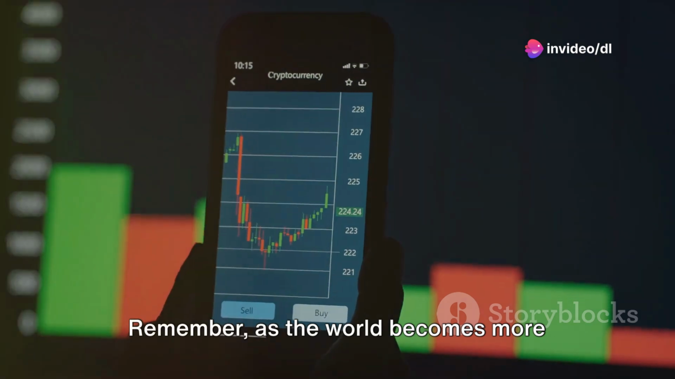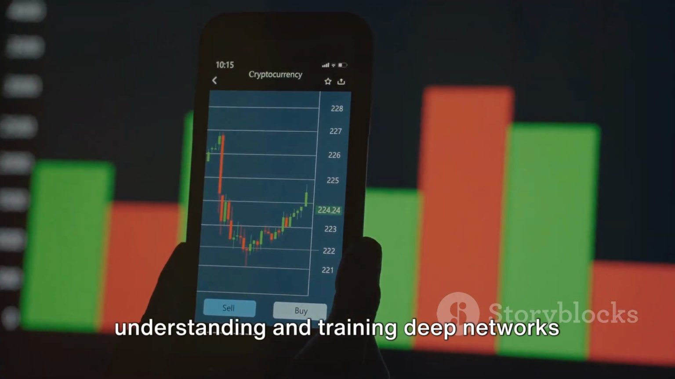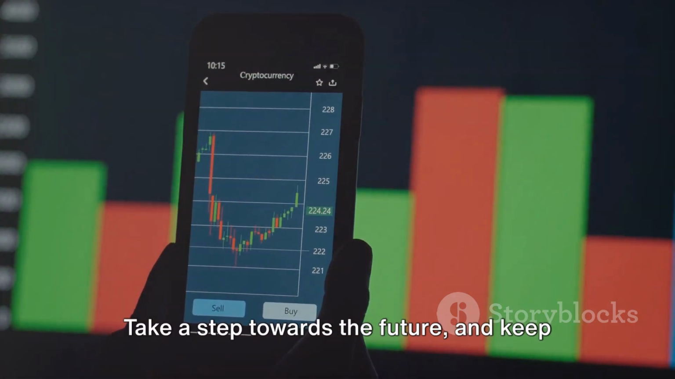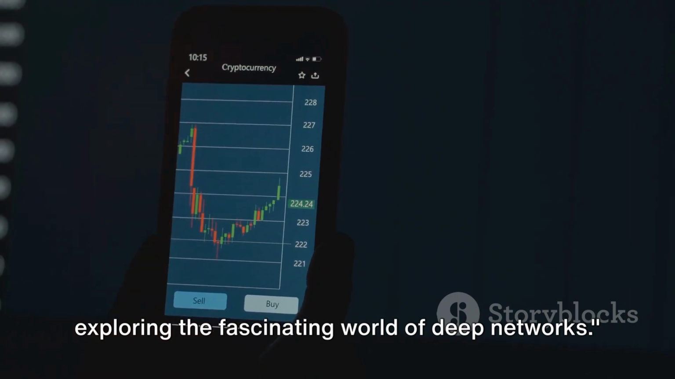Remember, as the world becomes more data-driven, the importance of understanding and training deep networks only continues to grow. Take a step towards the future and keep exploring the fascinating world of deep networks.